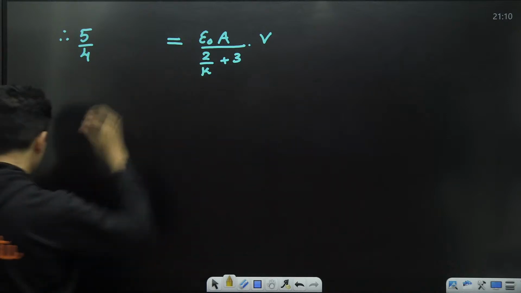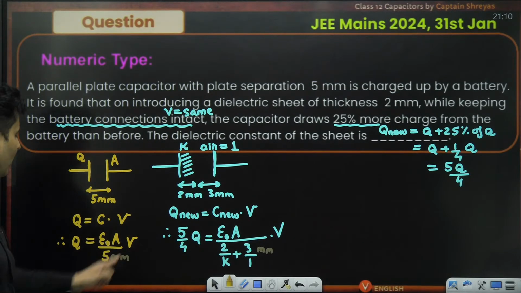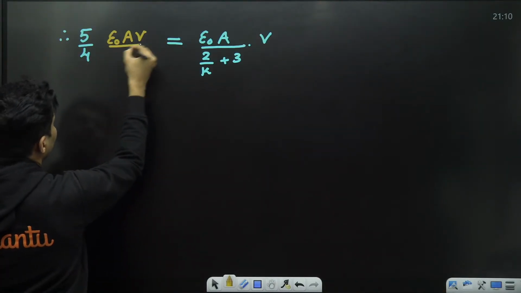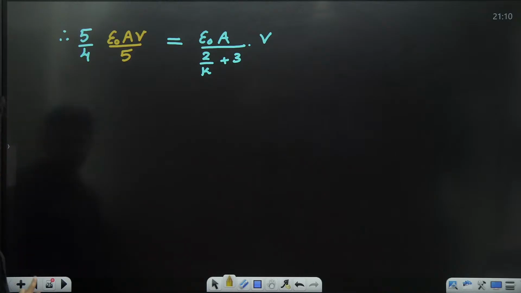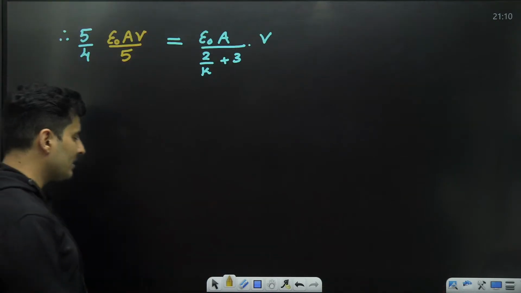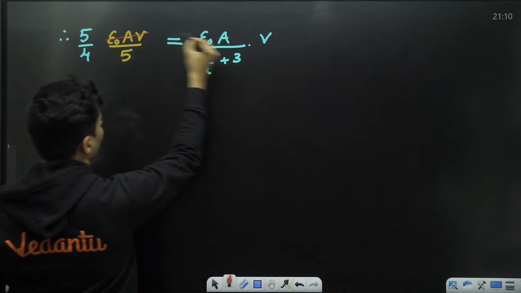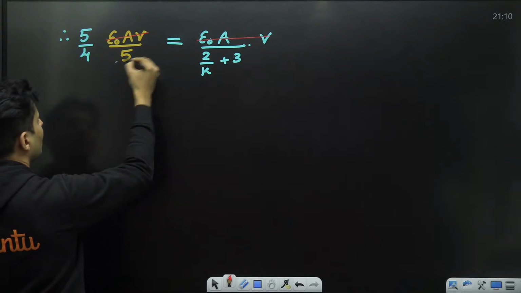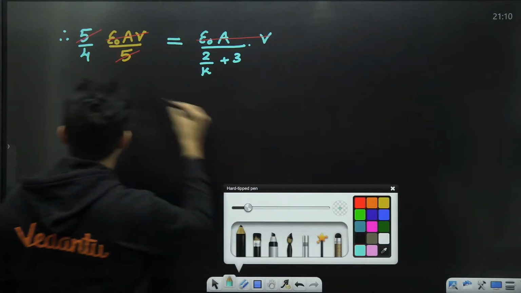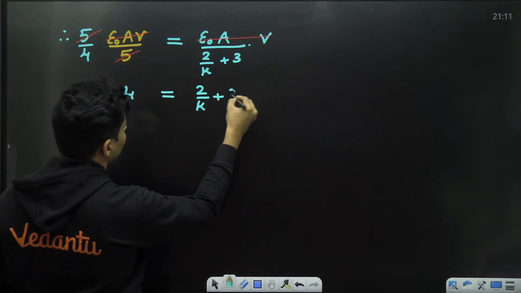And on the left hand side, this charge, I replace it with this number, epsilon naught AV by 5. So epsilon naught AV divided by 5. Why did I replace this? Because now it will be easier to solve. As you can see over here, a lot of things are definitely getting cancelled, like epsilon naught AV, epsilon naught AV. This number 5 and this number 5. Flip it and bring it on the top. So this will become 4 is equal to 2 by k plus 3.